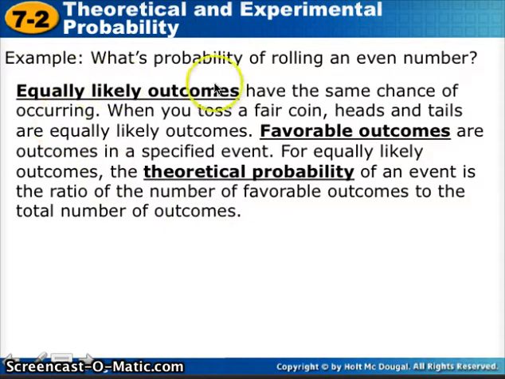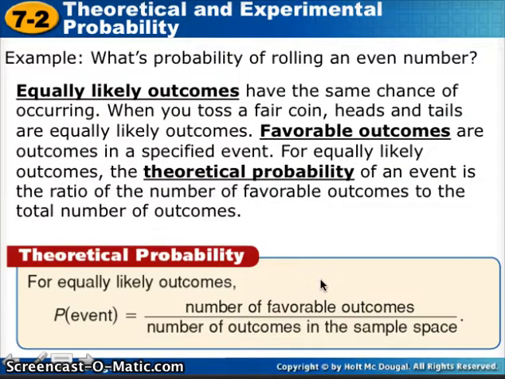Equally likely outcomes have the same chance of occurring. When you toss a fair coin, heads and tails are equally likely outcomes. Or, when I roll this dice, rolling a 1 and rolling a 2 are equally likely outcomes. Favorable outcomes are outcomes in a specific event. For equally likely outcomes, the theoretical probability of an event is the ratio of the number of favorable outcomes to the total number of outcomes.